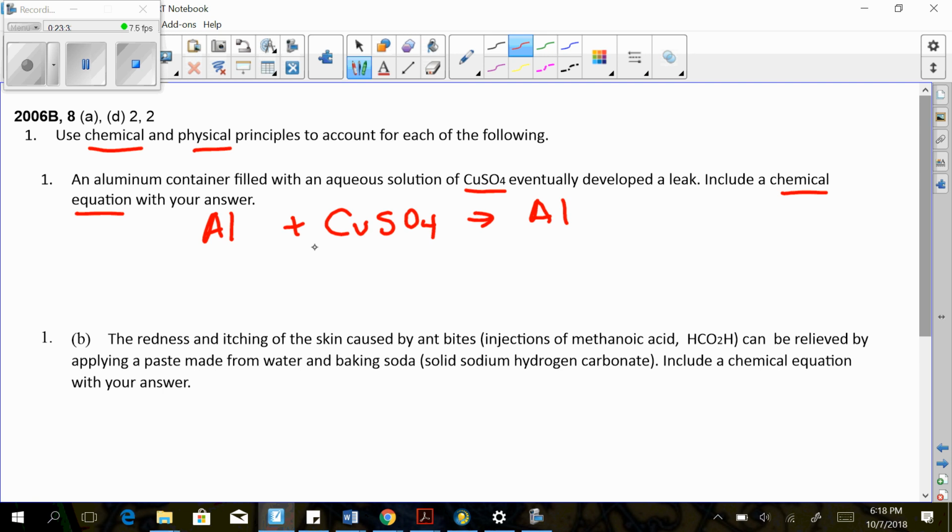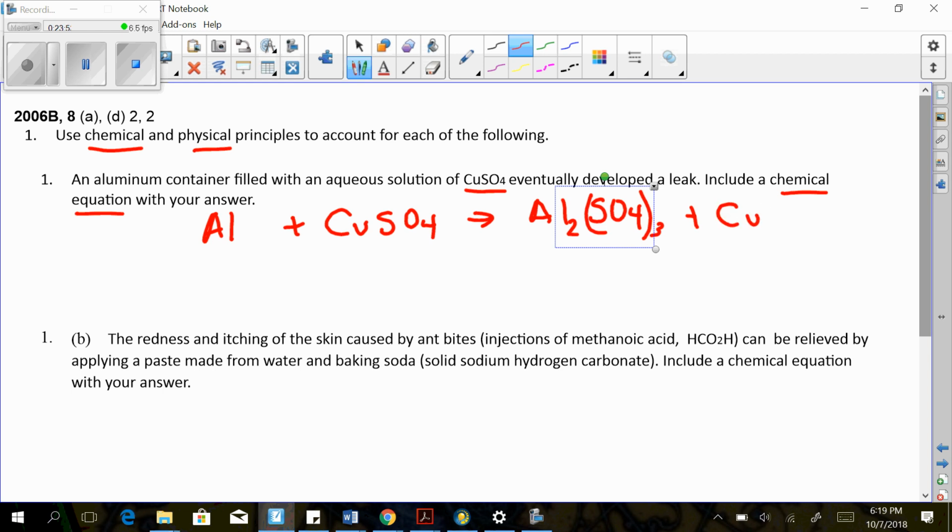And so you have a single replacement reaction in which positive ions are switching places. And so now you have aluminum sulfate. And so here we have a 2 and here we have a 3 when you balance charges. And we have copper.